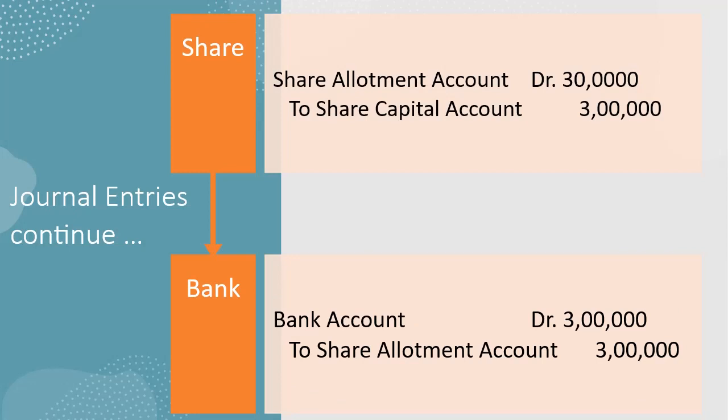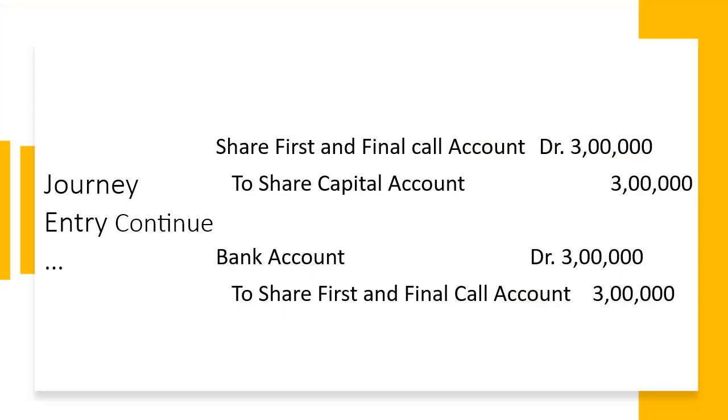In summary, these journal entries represent the transfer of allotment money from the applicants to the share capital account and the receipt of allotment money from the shareholders in the bank account. Yes, based on the information provided, the next journal entry would be for the call of the first and final call money from the shareholders.